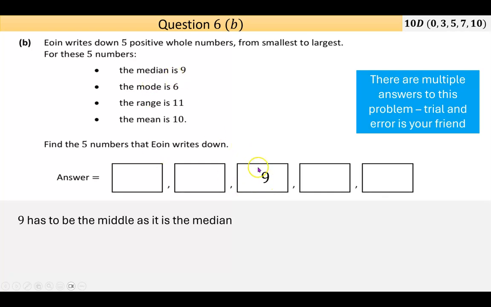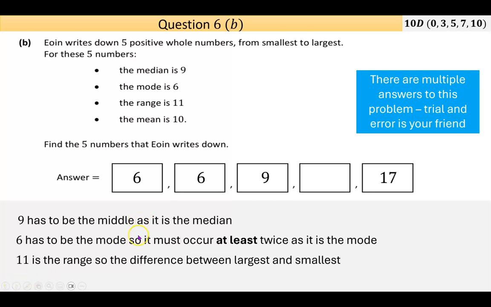So the first one then is, well, the median is the middle value, and we were told it's 9, so we can put that right bang in the middle. Now, the next thing we were told is that the mode is the most common number. We're told that it's 6. Now, there has to be more than one of them, or else there's no mode. So this would have to be 6 and 6. Now, 11 is the range, so it's the difference between smallest and largest. So if the largest number is 17, 17 minus 6 is 11.